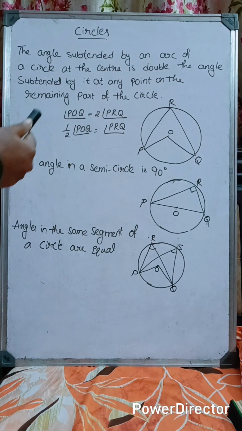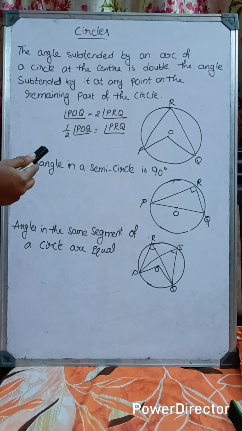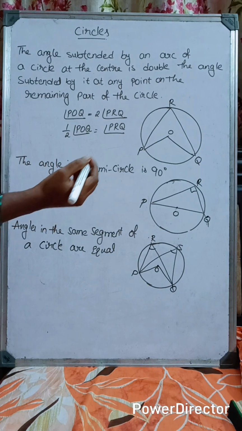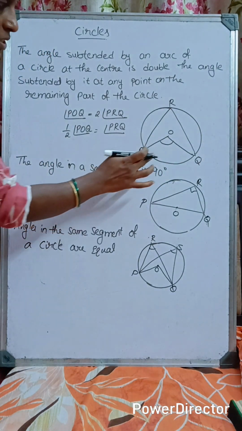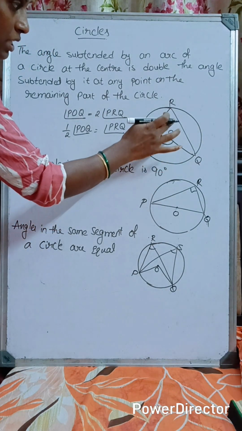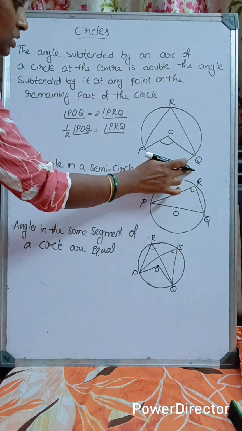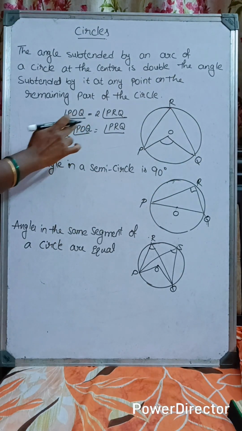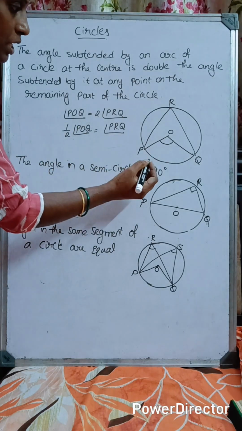The angle subtended by an arc of a circle at the center is double the angle subtended by it at any point on the remaining part of the circle. So, the angle subtended by an arc of a circle at the center is always double. For example, angle POQ is equal to 2 times angle PRQ. Then half of POQ is nothing but PRQ. Just for understanding, let's go with the example.